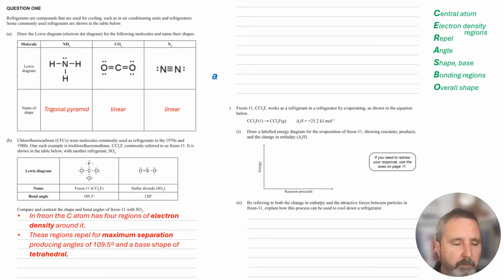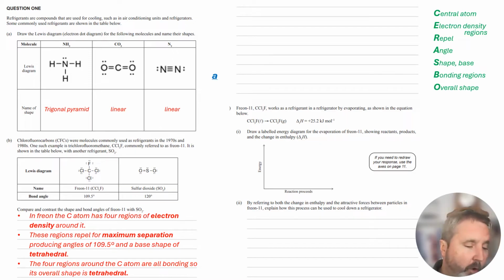You need to remember your base shape. So if you've got 2 regions pushing apart from each other, that's a linear base shape. If you have 3, it's trigonal planar, and if you have 4, it's tetrahedral. So the next part we're up to here, we've talked about the angle and the base shape, is we're going to talk about how many bonding regions. And this one, it's quite straightforward. Around the carbon, all of the regions are bonding. I could say all 4 regions around the carbon atom are bonding, so the overall shape is tetrahedral.